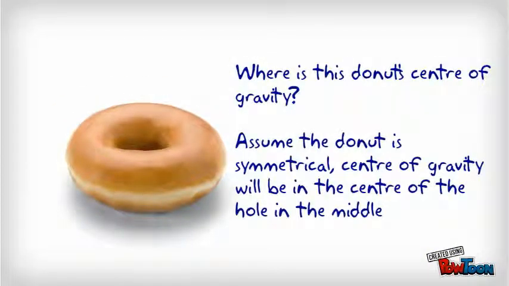Speaking of which, this donut gives a perfect example. Where is this donut's centre of gravity? Well, if we assume the donut is symmetrical, the centre of gravity will be in the centre of the hole in the middle. It won't actually be in the donut itself, it will be in the hole in the middle.